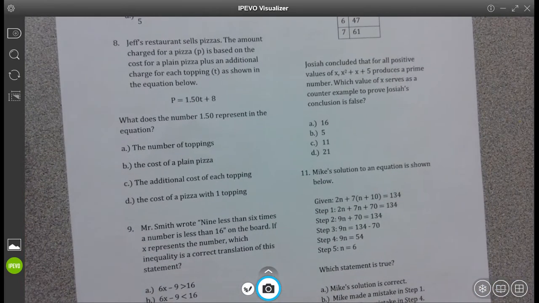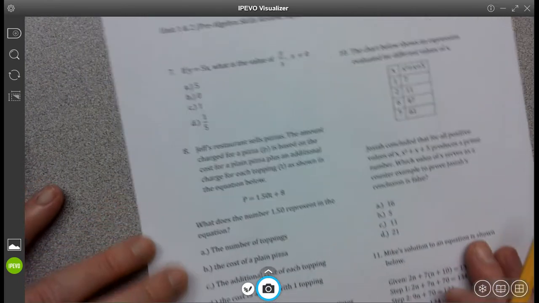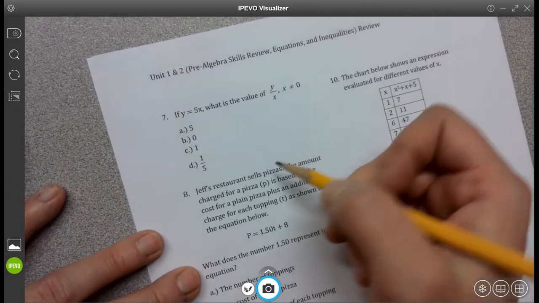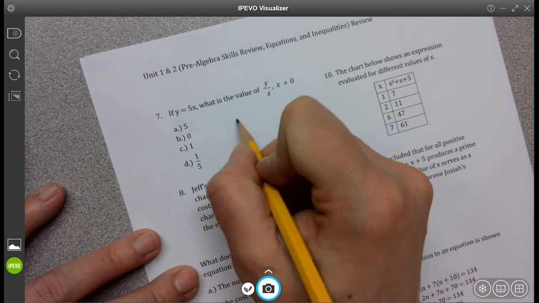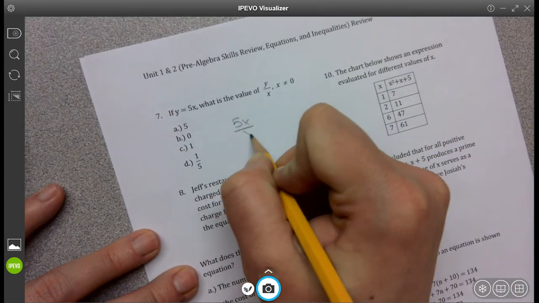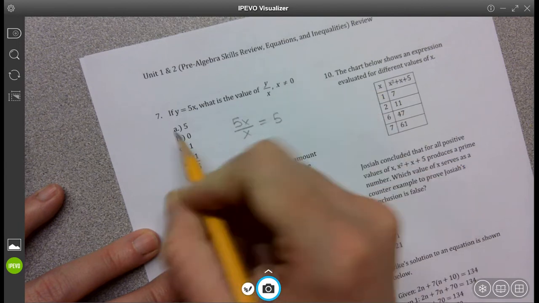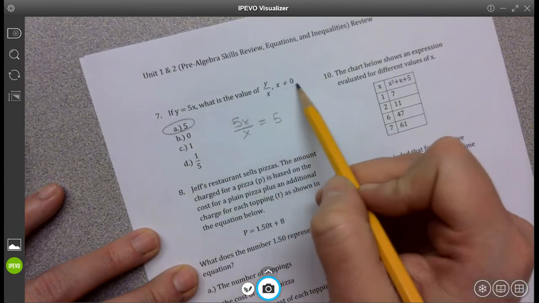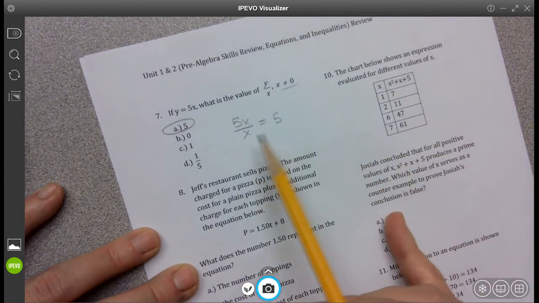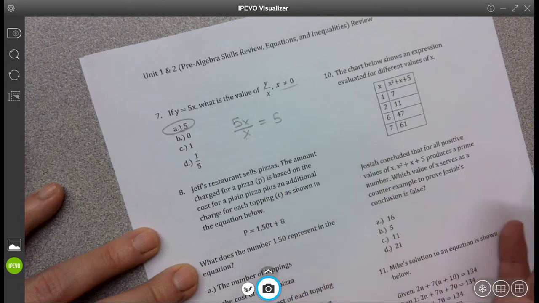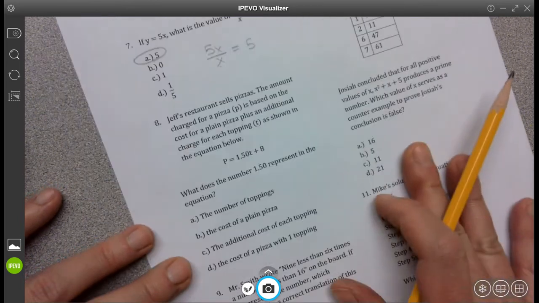On the back, if y equals 5x, what is the value of y over x? Well, y over x represents 5x over x, which equals 5. This right here, x cannot equal 0, is just reminding you. If you put 0 in the denominator, it won't work. We're just letting you know that.